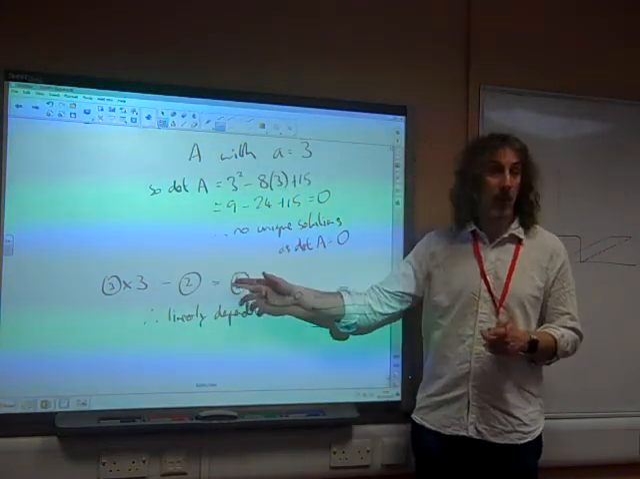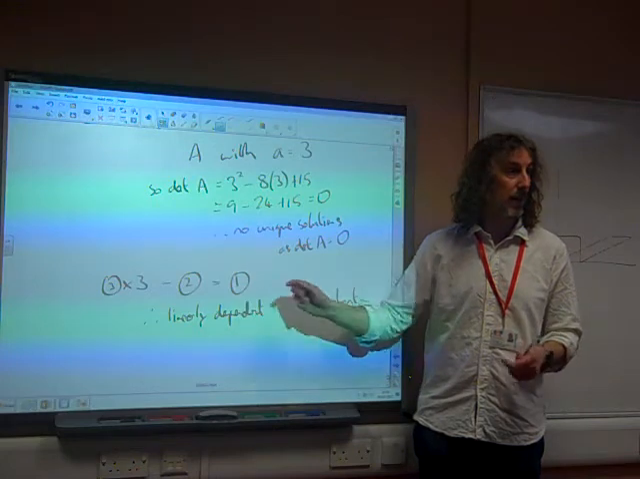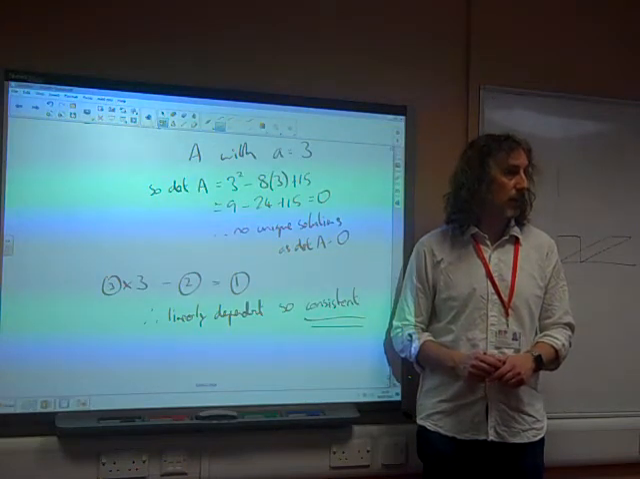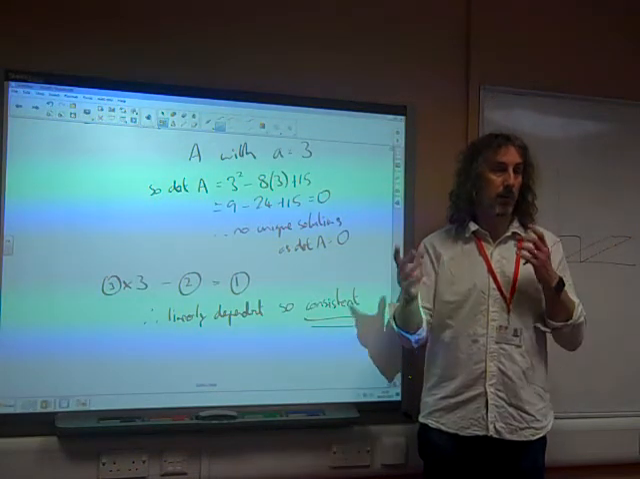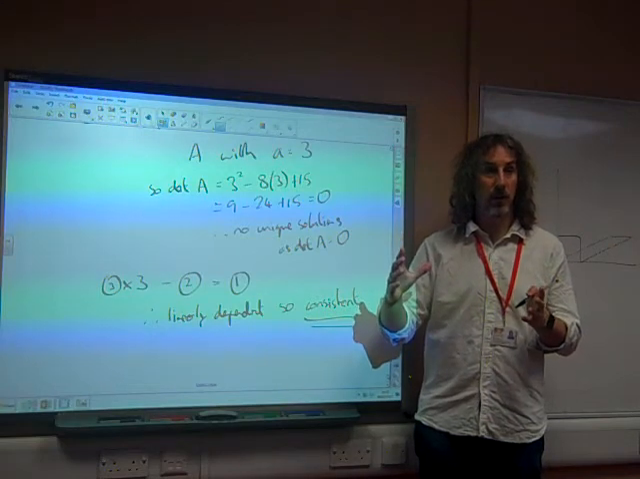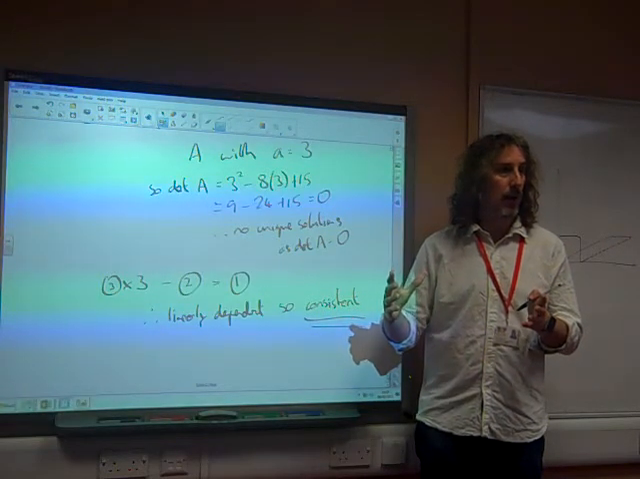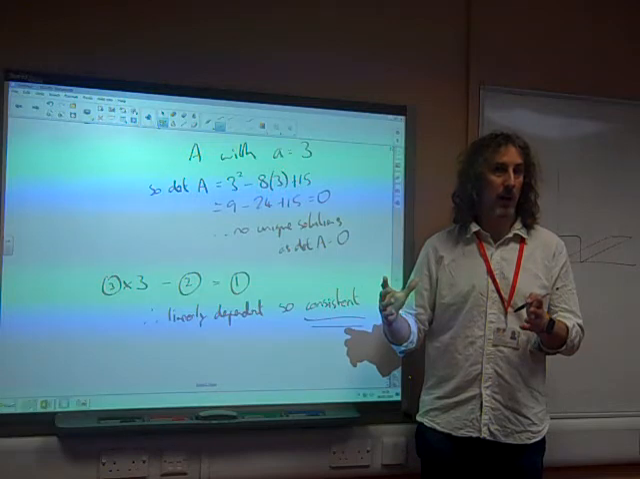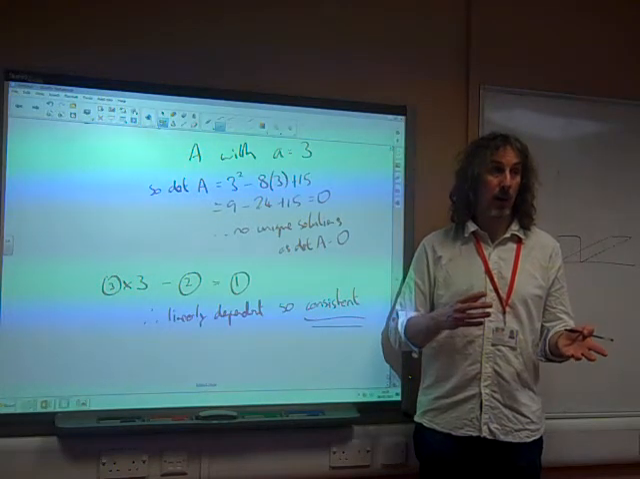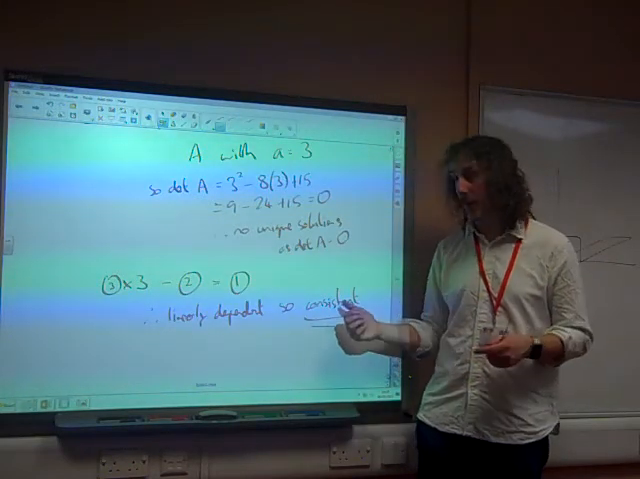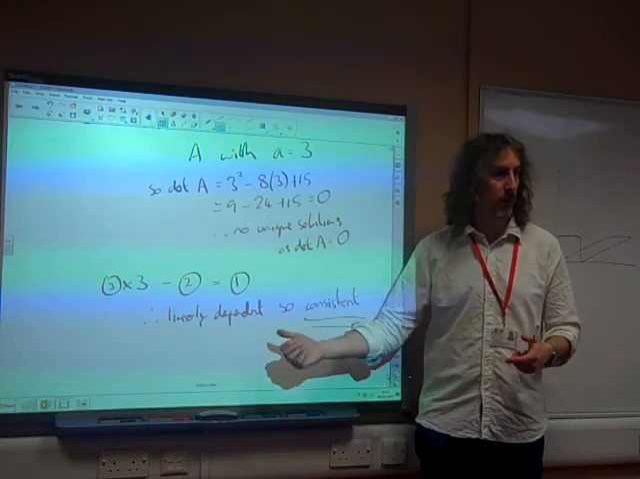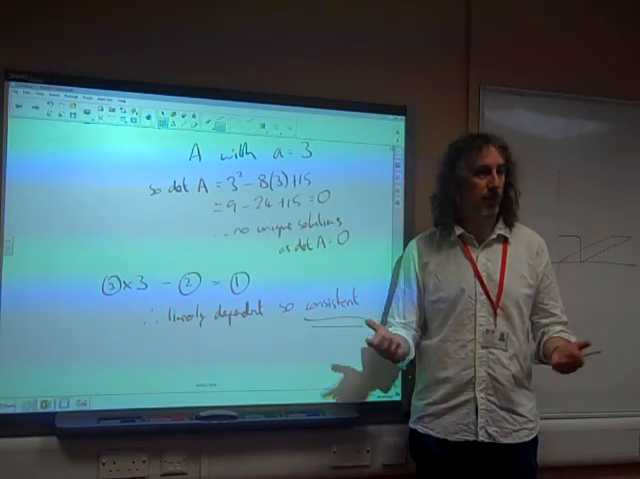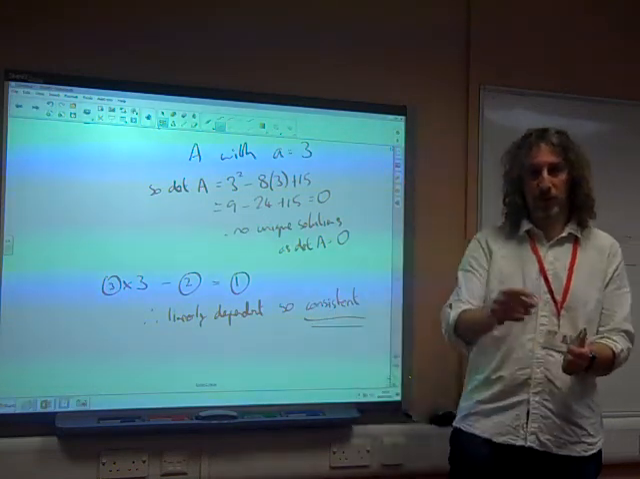Alternatively, if I hadn't quickly spotted that, I would have attempted to solve them, and I would have got some kind of true statement that didn't get me anywhere. Remember, if you attempt to solve them and you get a contradiction, then that tells you that they are inconsistent. So that's the way of showing that they're inconsistent. There we go. That's it. That was matrix maths.